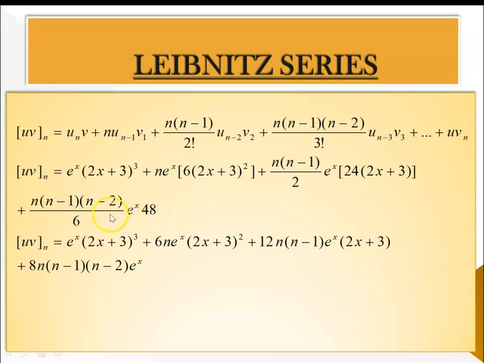Then what we did was simply cancel the values. We cancel the 2 with 24 and it is 12, and then for 6 and 48 it is 8, so we just wrote it simply. So this is the answer for the nth derivative of your question, which was this.